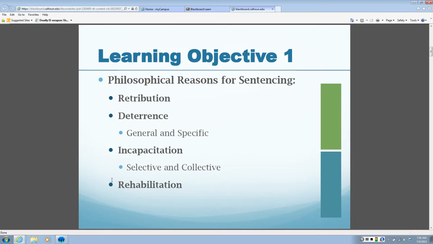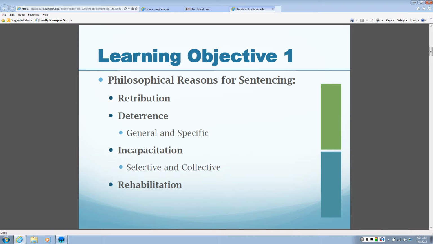Specific deterrence is when we actually punish that offender to keep that offender from reoffending, such as if we give you the death penalty, we know that once we execute you, you're not going to offend any longer. If we put you in prison for the rest of your life without the possibility of parole, you're not going to be able to offend out in the free world any longer. So that's another philosophical reason for sentencing. It's deterrence, general deterrence and specific deterrence.